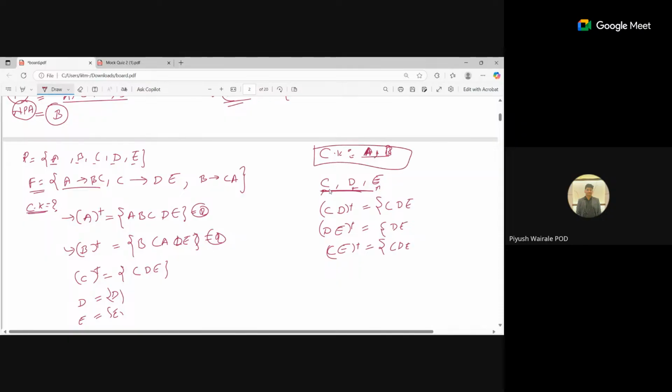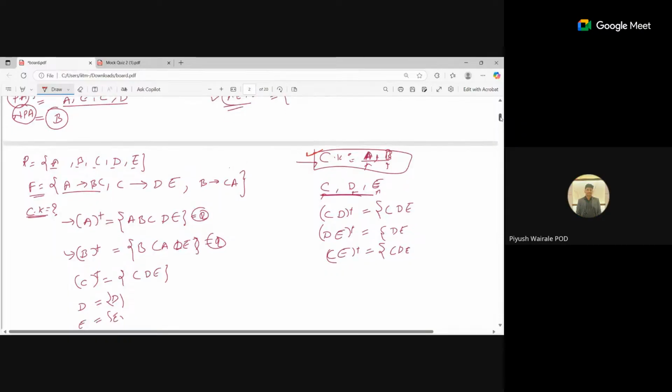We are not checking combinations like A, C, D, E, because A and B are already my candidate keys. If I take a combination of a candidate key with any other attribute, that will become a super key. We don't want to find super keys here, only candidate keys. I hope this is clear how to find candidate keys. Any doubt, any question? Is this clear how to find a candidate key? Yes, sir.